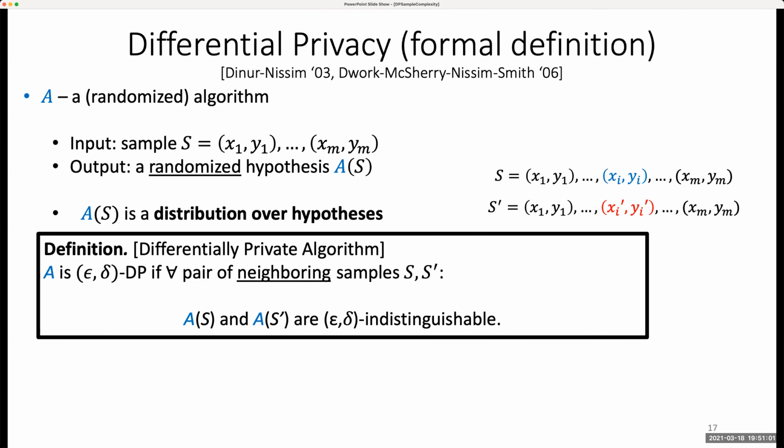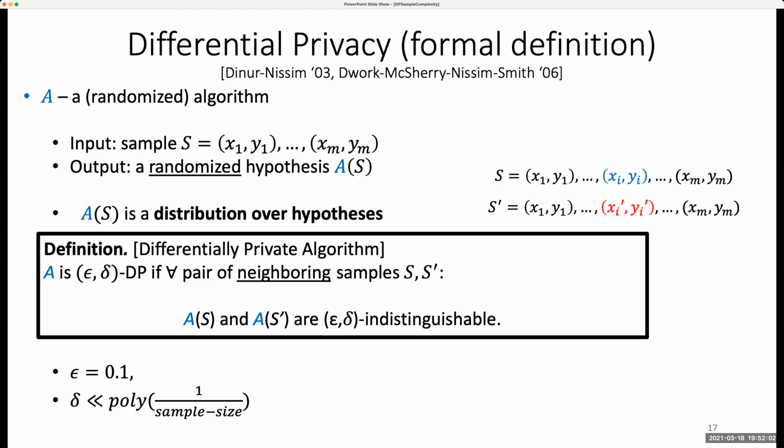So we say that A is epsilon delta differentially private if for every pair of neighboring samples, meaning two samples that disagree on a single example, these two distributions, A of S and A of S prime, are indistinguishable. The distribution over outputs does not change by much if we change a single example in the input. If you think about it a little bit, this exactly guarantees the intuition we gave before: no matter what event we care about that depends on the output of the learning procedure, if we change one example, the probability of the event will only change up to epsilon delta in the way we defined.